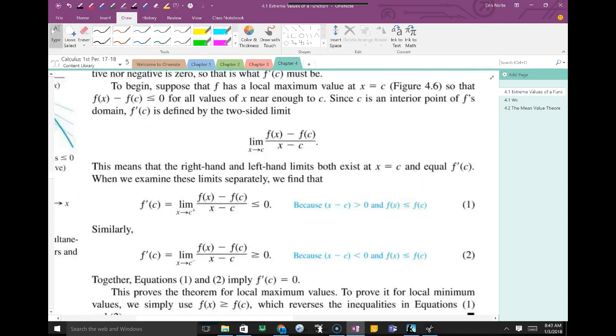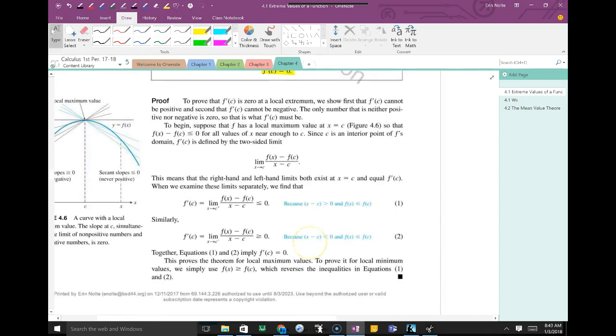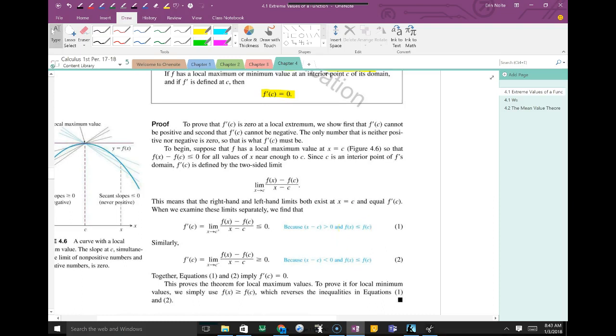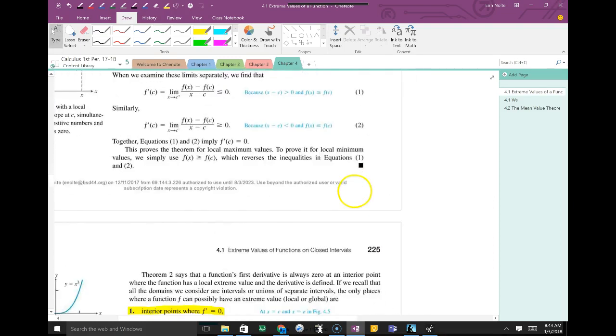So it's the first derivative set equal to 0, and we're going to find critical numbers by doing that.